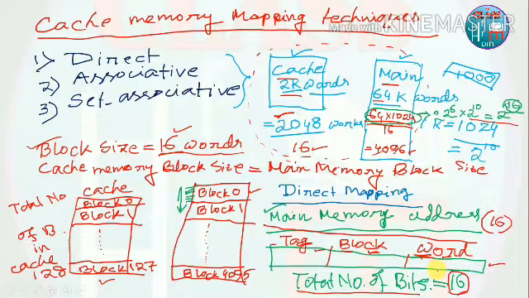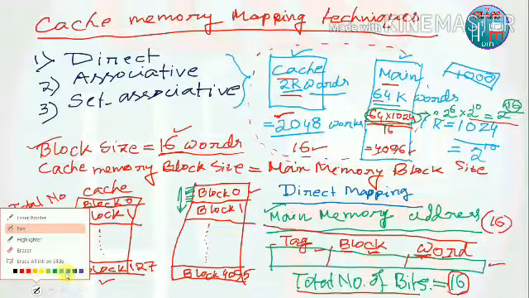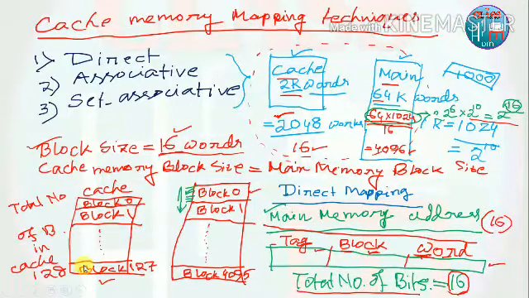Here, what is the block size? You are given the block size. Your block size is 16 words. That means within a block there are a total of 16 words. So to accommodate these 16 words, how many bits will be required?